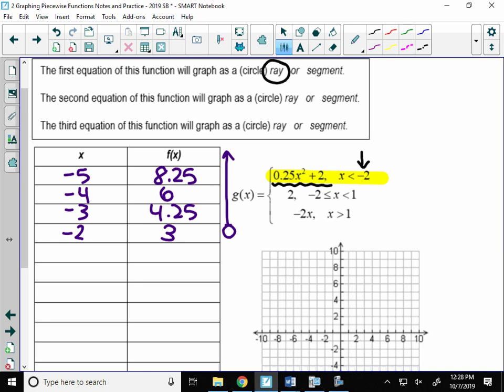So let's graph that. We'll have -2, 3 with an open dot. -3, 4.25. -4, 6. -5, 8.25. And you'll connect that to kind of look like a parabola. You have to put the arrow on the end because it's a ray. Right? Don't stop at -5, 8.25. That's the first part of the graph.